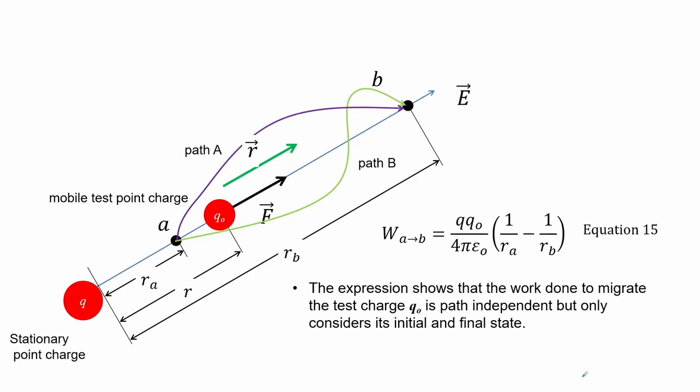Here we see that the work function only considers the initial and final positions of the test charge, so it does not matter if the charge follows a curved path as shown by path A and path B. So the expression shows that the work done to migrate the test charge Q0 is path independent and only considers its initial and final state.